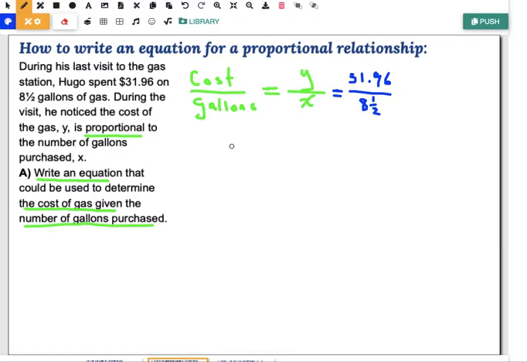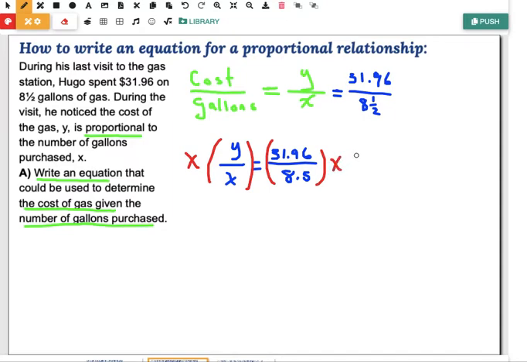Okay, so we're going to rewrite everything just so you see where the numbers are going and how things are moving, right? So 31.96 over 8.5, and I'm going to write 8.5 instead. Okay, so as we move ahead, please understand that what I'm going to do is multiply this side by X, and I'm going to multiply this side by X as well. So I'm doing the same thing to both sides of the equation, which keeps it equal.